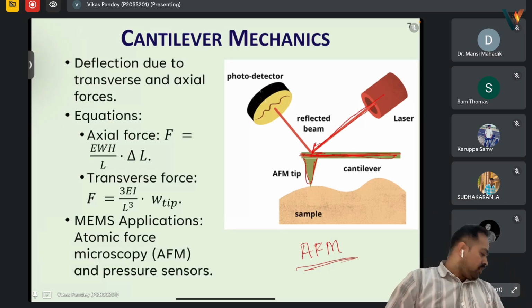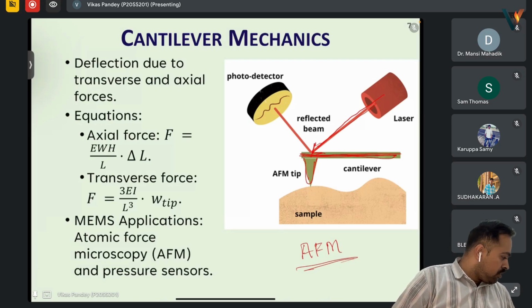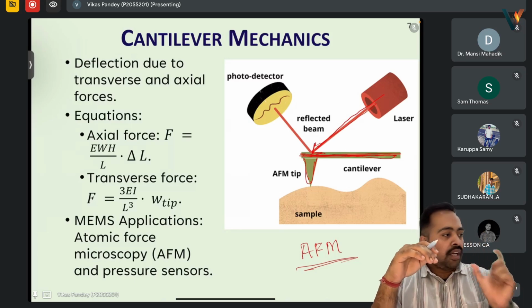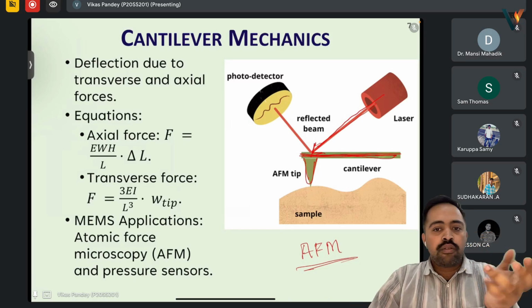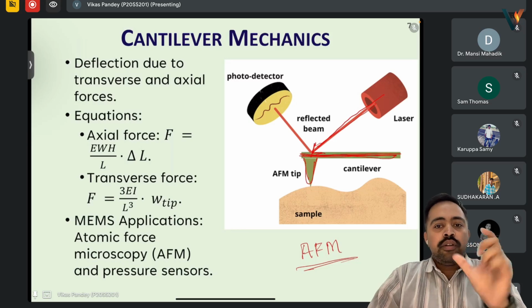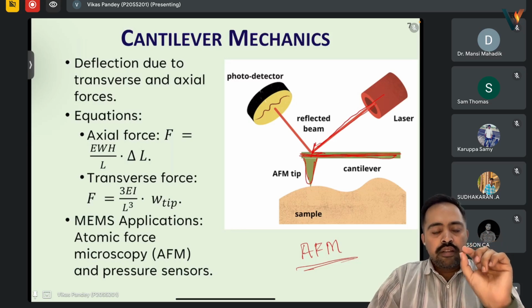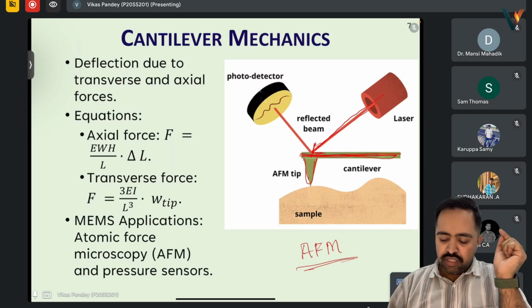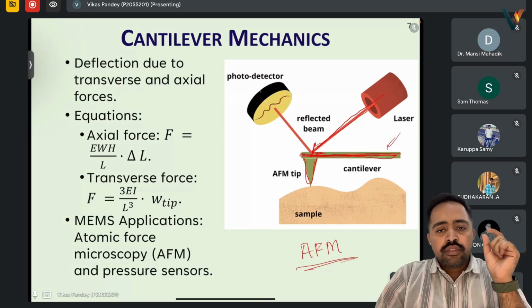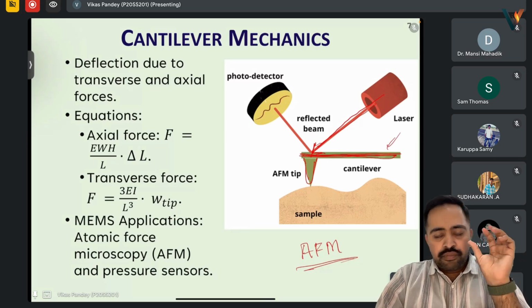I think I have one. Okay, I think I kept it somewhere. I could have shown you some in some classes. I will show you what this cantilever looks like. It is very thin, you cannot see the tip and all.